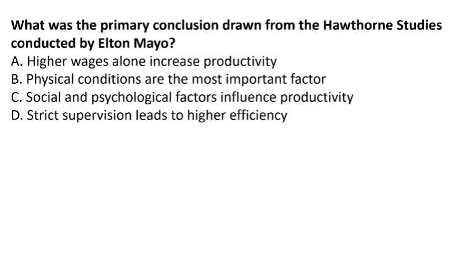Okay. What was the primary conclusion drawn from the Hawthorne studies conducted by Elton Mayo? A. Higher wages alone increase productivity. B. Physical conditions are the most important factor. C. Social and psychological factors influence productivity. And D. Strict supervision leads to higher efficiency. So the right answer to this question is option C, the social and psychological factors influence productivity.